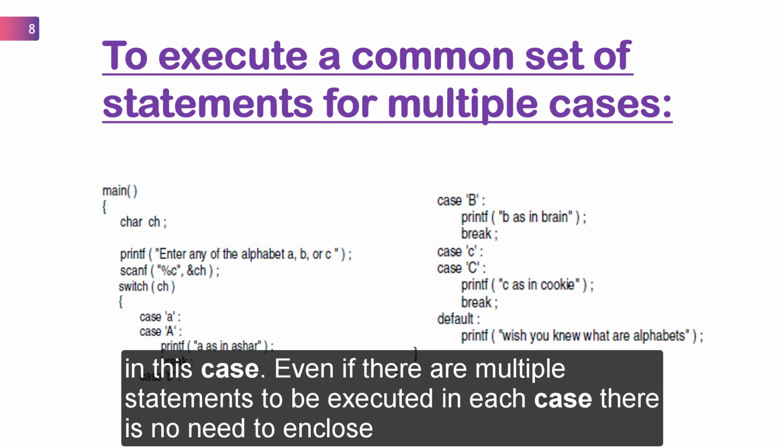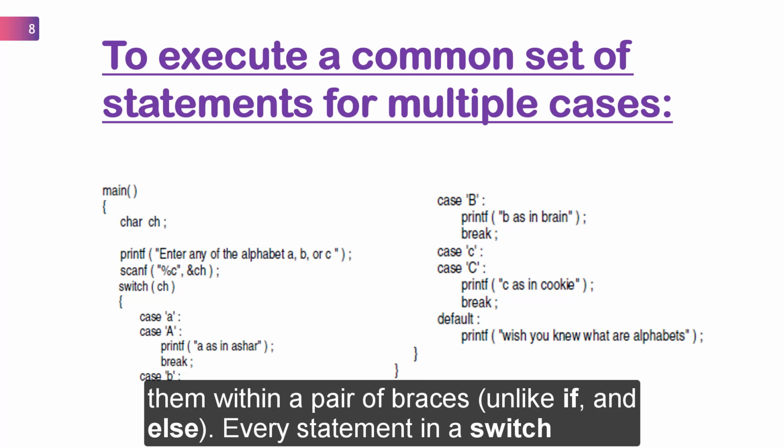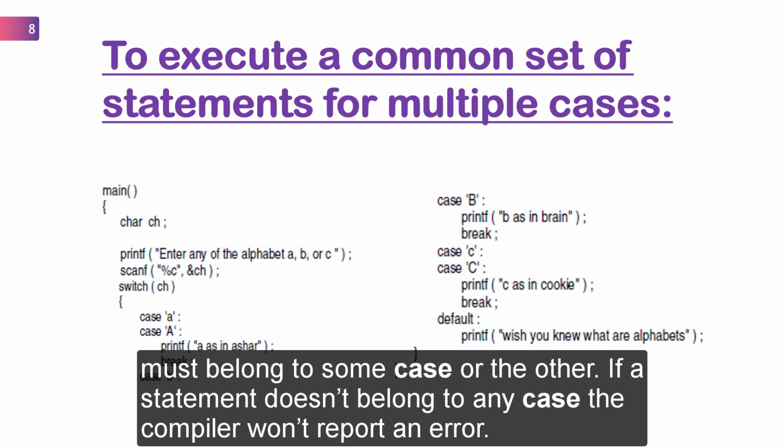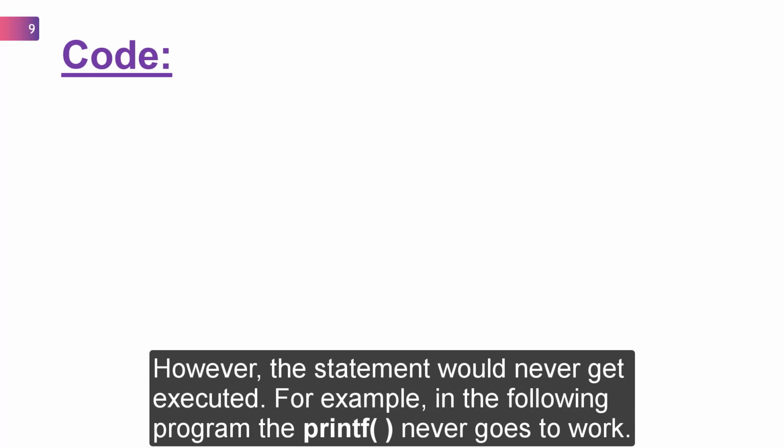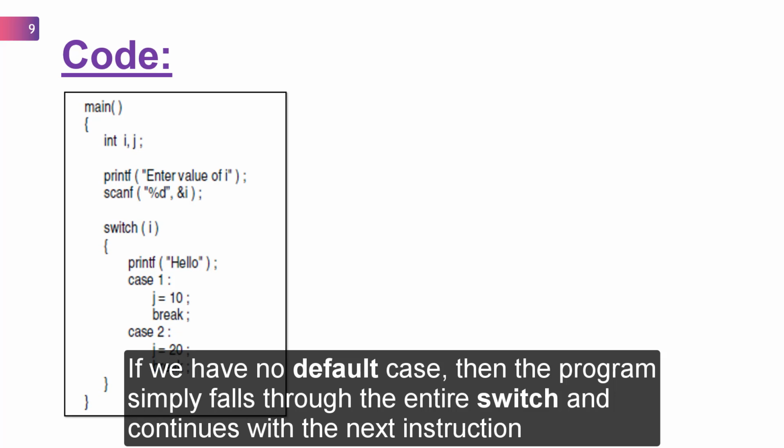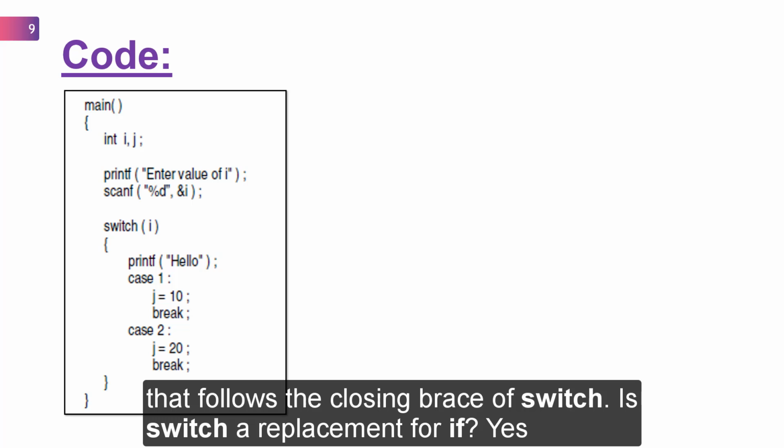Even if there are multiple statements to be executed in each case, there is no need to enclose them within a pair of braces, unlike if and else. Every statement in a switch must belong to some case or the other. If a statement doesn't belong to any case, the compiler won't report an error. However, the statement would never get executed. For example, in the following program, the printf never goes to work. If we have no default case, then the program simply falls through the entire switch and continues with the next instruction that follows the closing brace of switch.